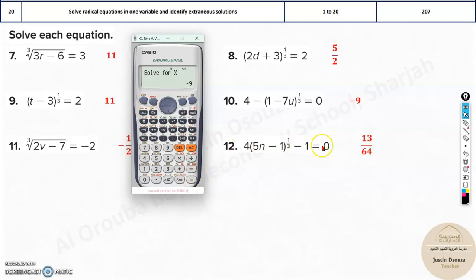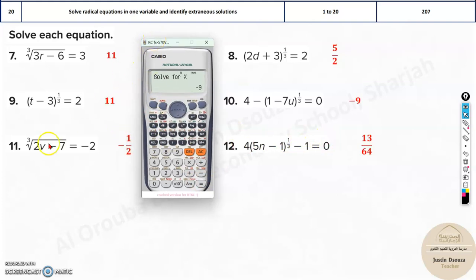Minus 9. And same way, even if it's a cube root, all you need to do is shift, and this symbol gives you the cube root directly. Now look over here, press on. Now the syntax changes, the format changes to the variable x, minus 7 equals minus 2. Shift and solve. The answer is negative 0.5, which is negative half. This is the way to do this.